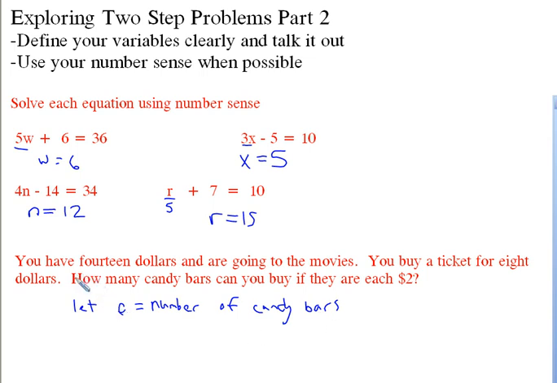So you have $14 and you're going to the movies. Well, if you want to write out an equation, you could actually do that. You buy a ticket for $8. You have 14. You buy a ticket for $8. And then you're looking to spend all your money. You have $2 candy, and you're trying to figure out how many candy bars you can buy. And so this is just 2 times C plus 8 is equal to 14. And so you just need to figure out this is going to be equal to 6. So C, the number of candy bars, is going to be equal to 3. And you're done.